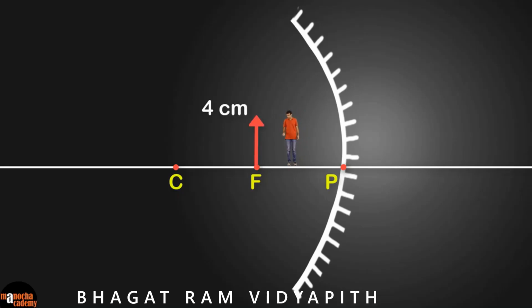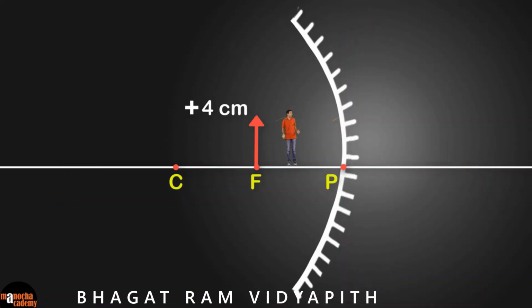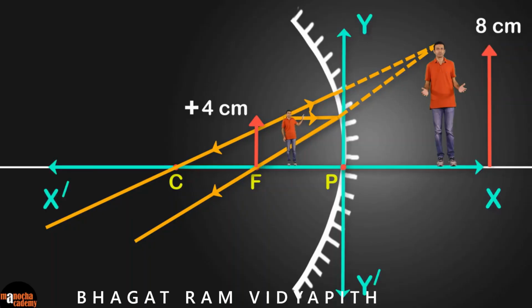Since my height is measured from the principal axis and it's along the positive y-axis, my object height is going to be plus 4 centimeters. Now my image here is magnified and it has a height of 8 centimeters. Once again, the image is along the positive y-axis. So the image height is plus 8 centimeters.